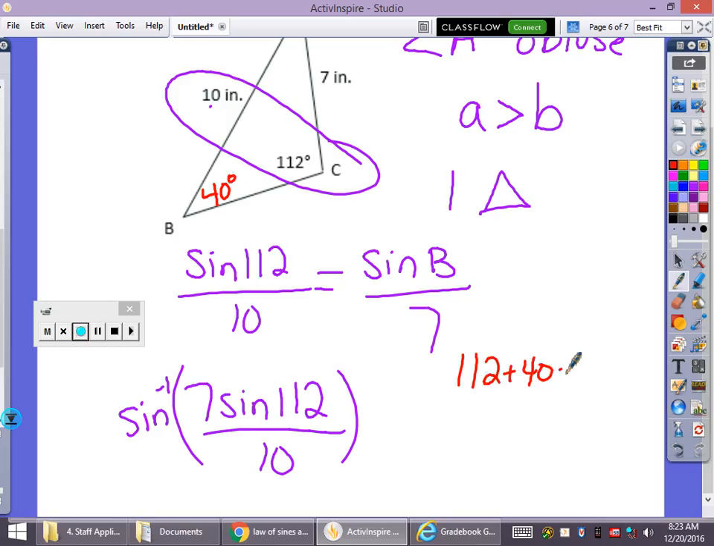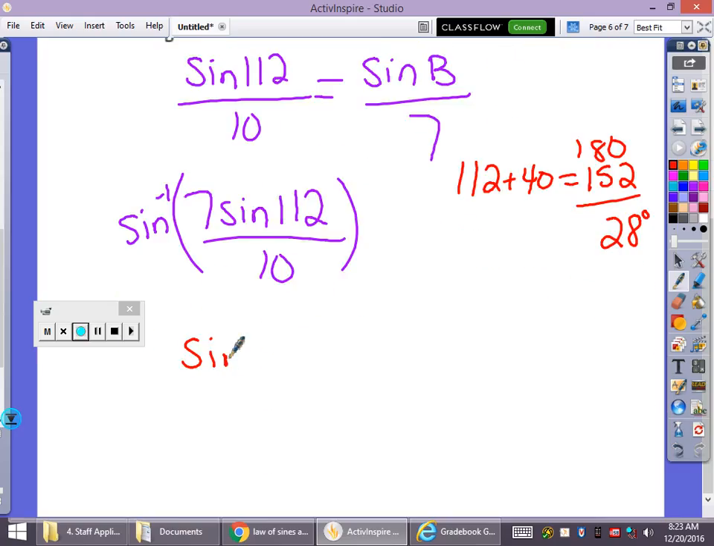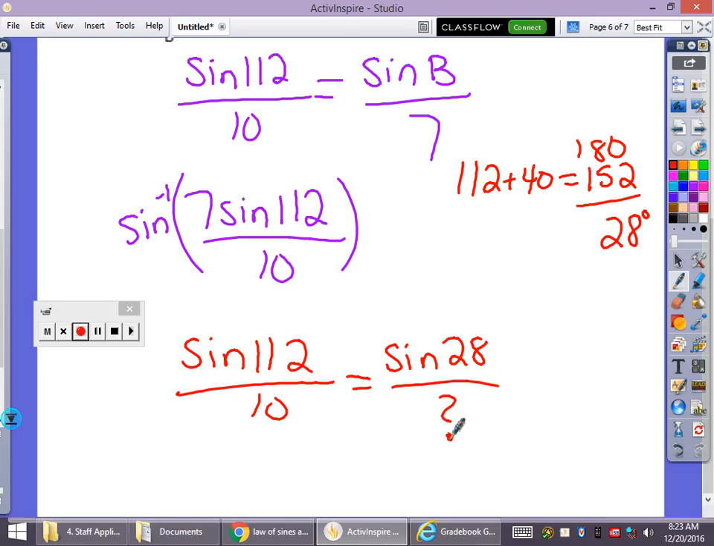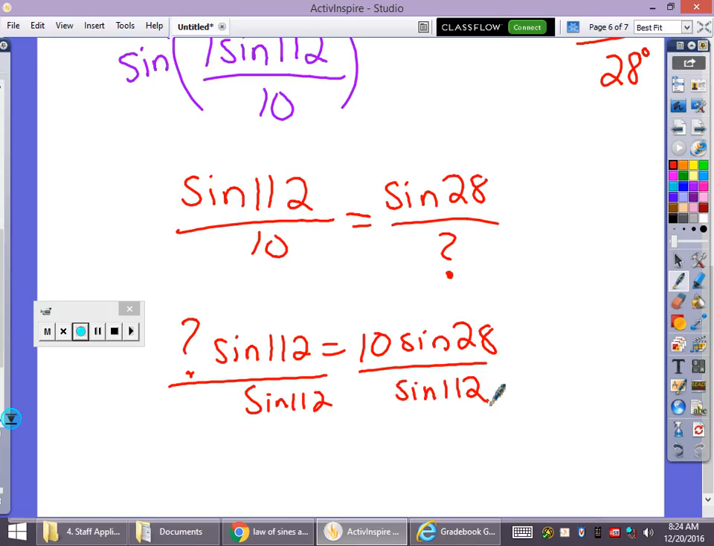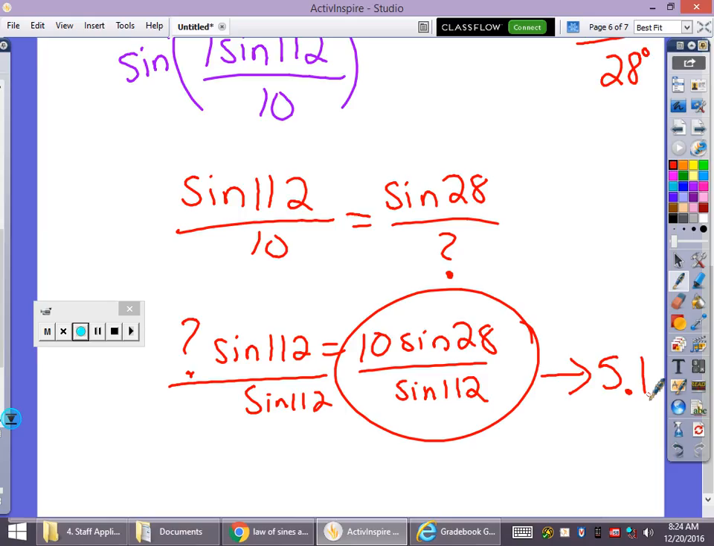So 112 plus 40 is 152. 180 minus 152 is 28. Did I do my math right? Check. Okay, so this is 28. Now I just need to find this. Help me set it up. Yes, we always start with the given partnership equals the sine of 28 over my mystery. So it is going to be question mark sine 112 equals 10 times the sine of 28. I know some of you know some quick tricks about swapping and flipping, but I'm just going to show all the work. Divide by the sine of 112, which gives me what? To the nearest tenth. 5.1, problem done. Okay?